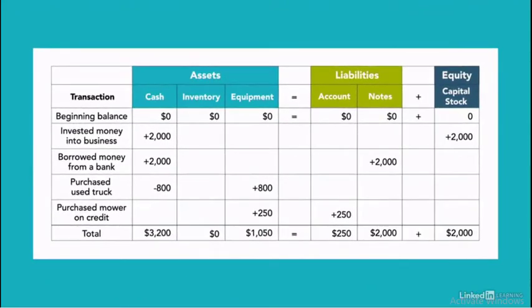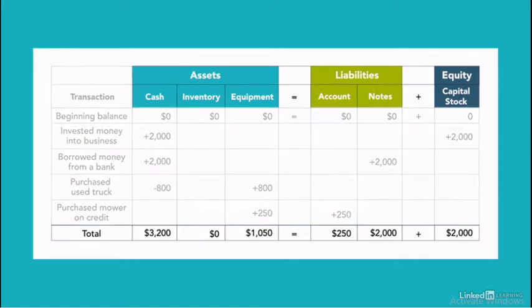The accounting equation you can see here. Now, when you eventually pay for the mower, cash will be reduced, and the liability, accounts payable, will also be reduced, thus keeping the equation in balance.